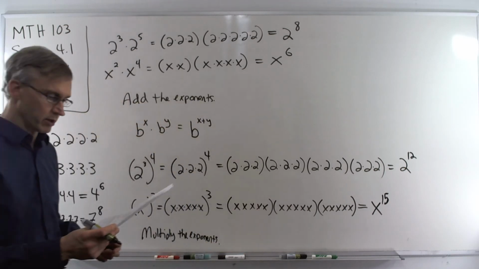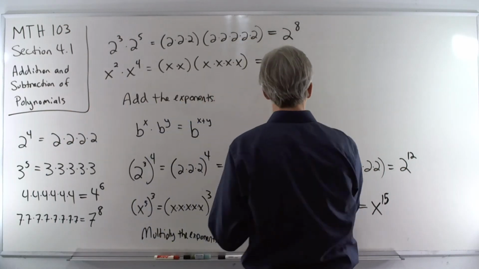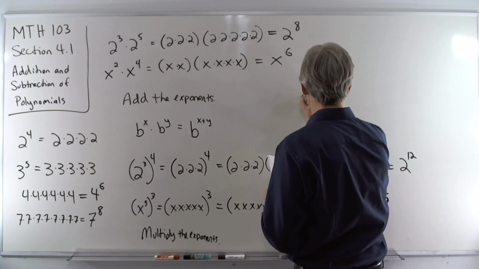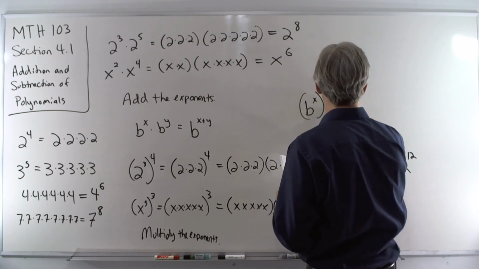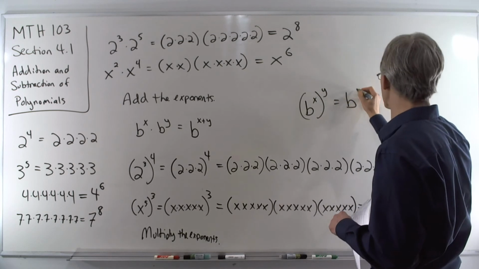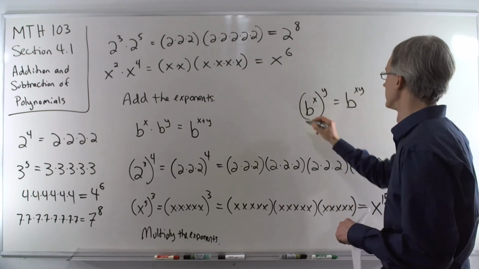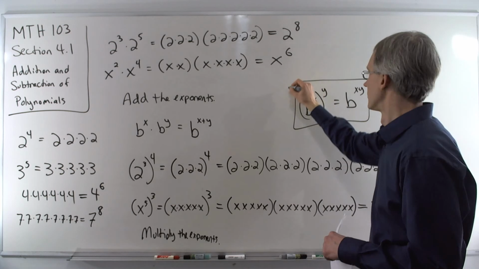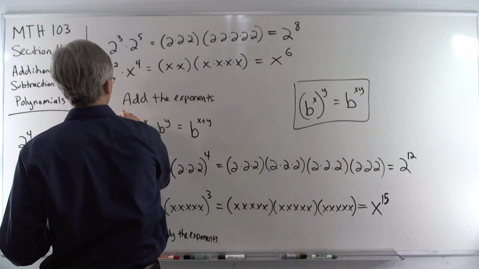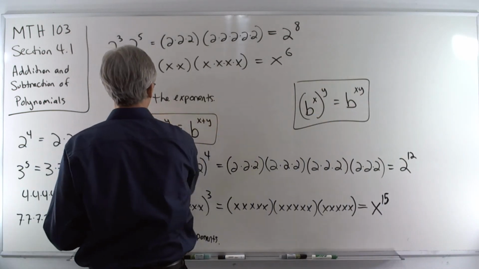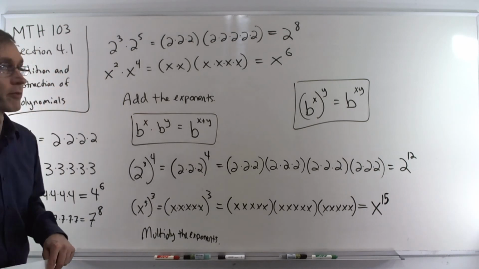So the general formula, we have b to the x to the y, and it becomes b to the x times y. Right, so there's our 2 general formulas so far.